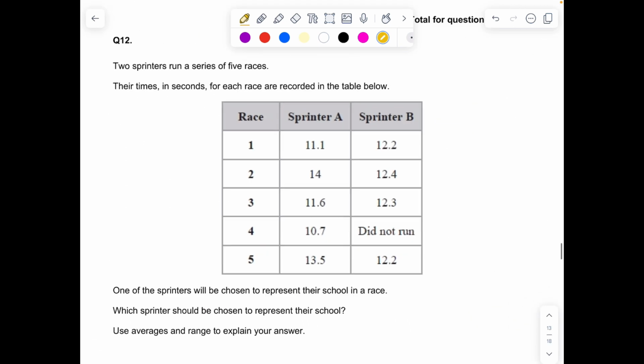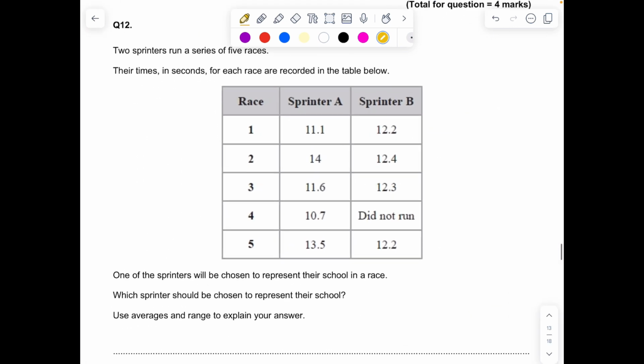Okay. Next, we've got here 2 sprinters run a series of races, and we have to decide which sprinter we're going to use. And remember, I told you that you would need to find some averages and a range, okay? You do not need to find more than one average, but I'm going to show you we could have used the mean or the median. It doesn't matter which one.